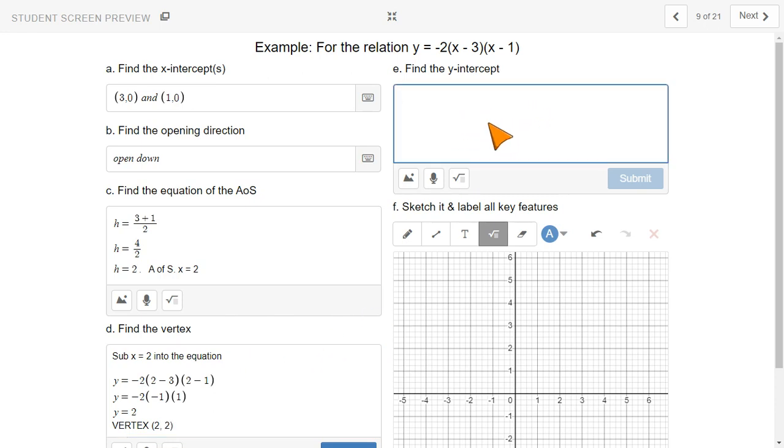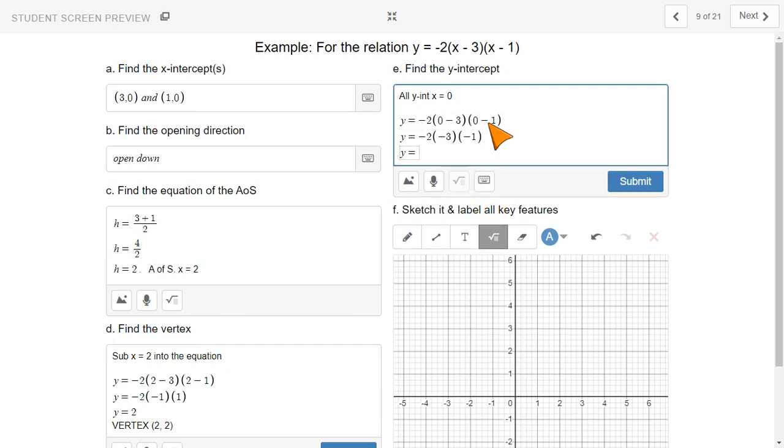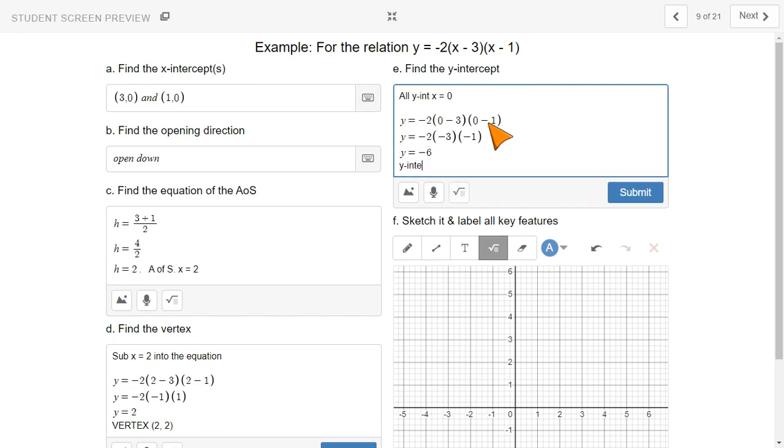The y-intercept, we know that all y-intercepts have a value of x is equal to 0. So I'm going to substitute it into the equation again. 0 minus 3 times 0 minus 1. Negative 2 times negative 3 times negative 1. y is equal to negative 6. So the y-intercept, 0 and negative 6.